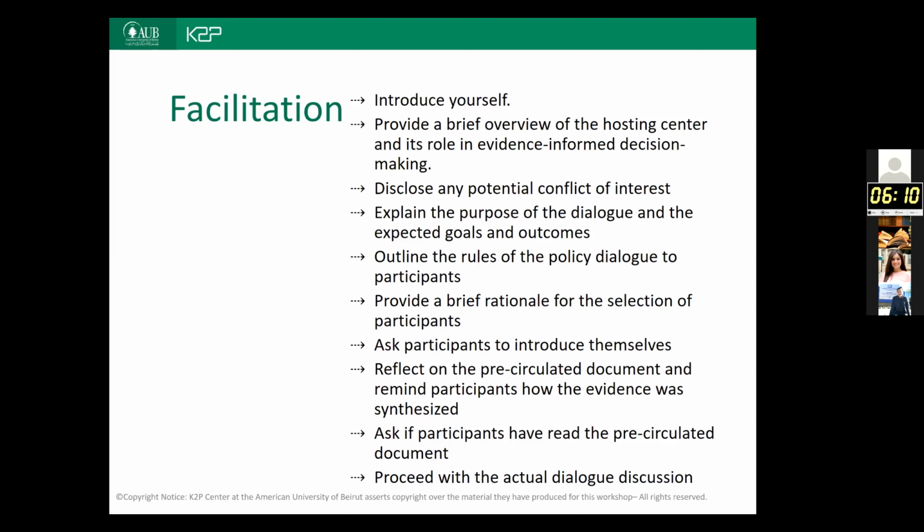For example, if anyone wants to talk, they might want to raise their hand first, or you might have tents in front of you that they might flip if they want to talk. Ask participants to introduce themselves, reflect on the pre-circulated document. Definitely before every policy dialogue, you need to have the document pre-circulated, send it out to everyone so they can read it before they come to the dialogue.